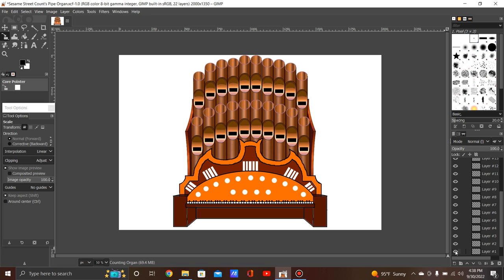Click on all the butterflies to count them. One, two, three, four, five, six, seven. Seven butterflies. Click on all the birds to count them. One, two, three, four, five, six, seven, eight. Eight majestic birds.